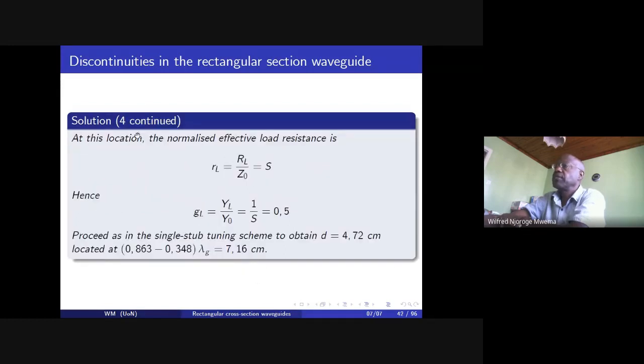And at this location, the normalized effective load resistance is given by RL equals RL by Z naught, which is equal to S, the standing wave ratio, and hence we can get the conductance for the load, which is YL by Y naught, the normalized conductance, and we get a value of 1 by S, 0.5. And then we can proceed with the application of the Smith chart to obtain a value for D of about 4.72 centimeters, gated at about 0.863 minus 0.348 of lambda G, which is about 7.16 centimeters.